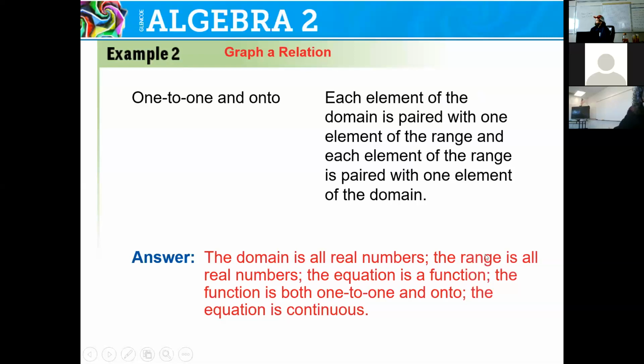So here's our full answer. Domain, all real numbers, range is all real numbers. The equation is a function because it passed the vertical line test. It passed the horizontal line test, so it was one-to-one. Elements of the range map to elements of the domain, and the equation is continuous. All of your linear functions are going to be this way. A linear function is never not continuous. A linear function is always both onto and one-to-one. A parabola is never one-to-one because it will never pass the horizontal line test.